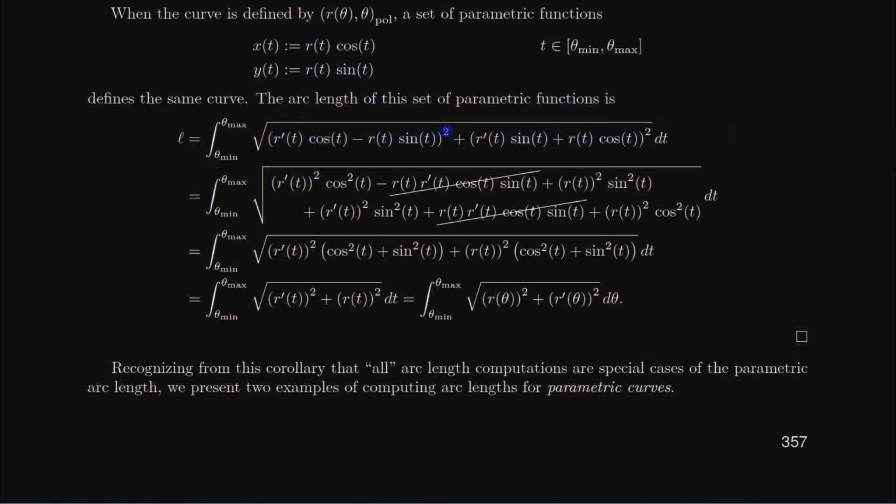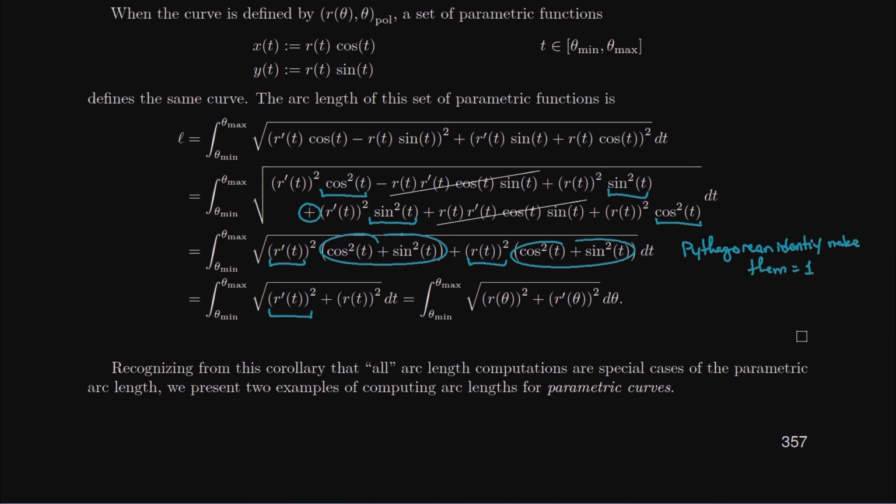If you go through the work of FOILing the first parentheses squared, you're going to get this entire term. If you FOIL the second parentheses squared, you get this entire term, and you'll notice that the inside terms crossed out, because you had a minus here and a plus there. What you're actually left with, if I group terms correctly, is a cosine squared plus sine squared with the r prime, and a cosine squared plus sine squared with r. And of course, cosine squared plus sine squared, the Pythagorean identity, not the theorem, but the identity, makes them 1. So those are both equal to 1, and you just get r prime squared plus r squared.